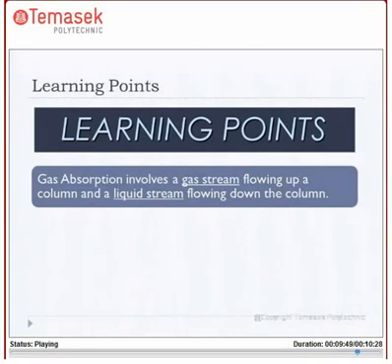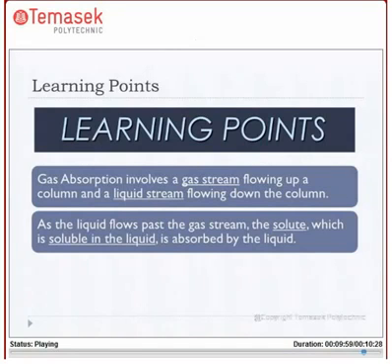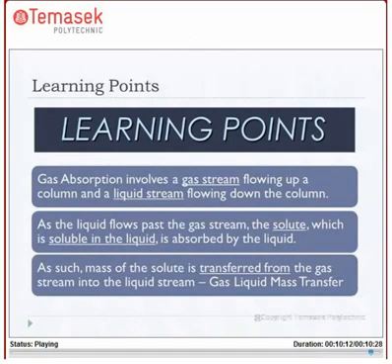Let's review the learning points for this experiment. Gas absorption involves a gas stream flowing up a column and a liquid stream flowing down the column. As the liquid flows past the gas stream, the solute, which is soluble in the liquid, is absorbed by the liquid. As such, mass of the solute is transferred from the gas stream into the liquid stream.